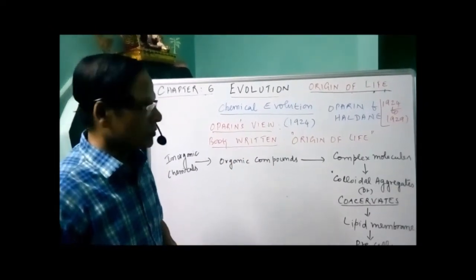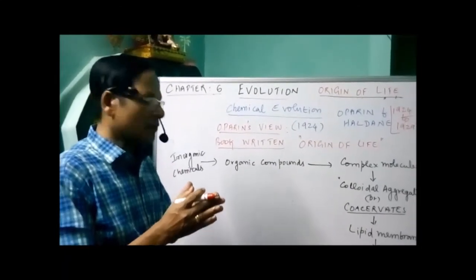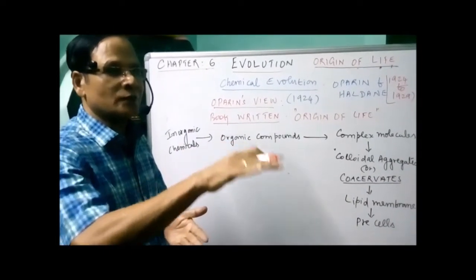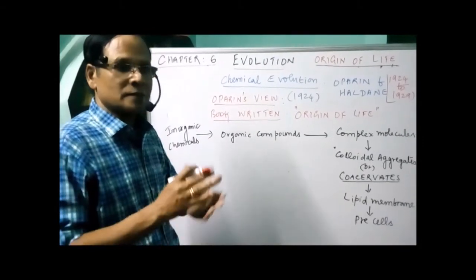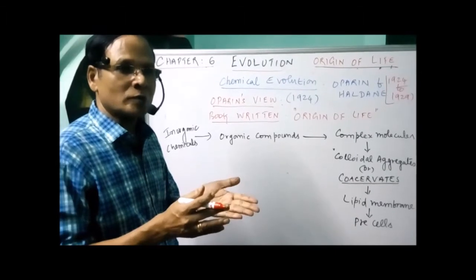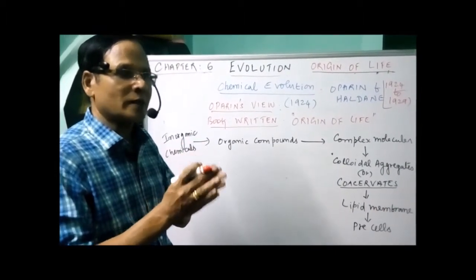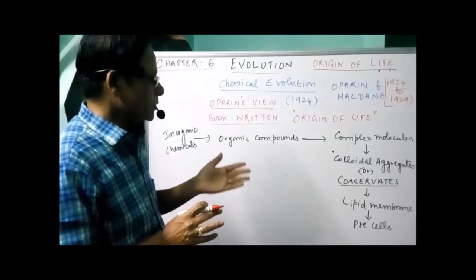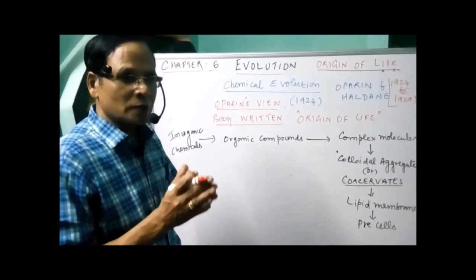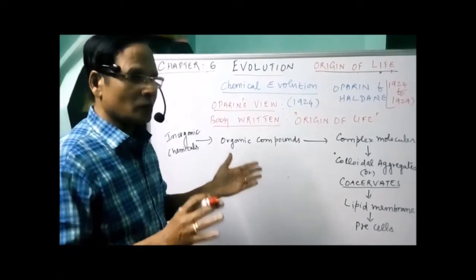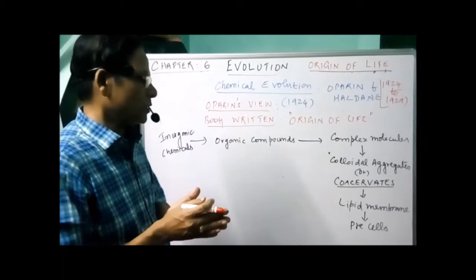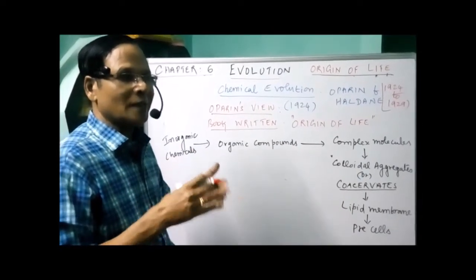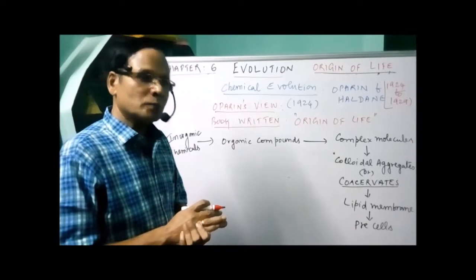The complex molecules formed actually develop into colloidal aggregates, that is a paste-like substance scattered on the surface of seawater. Colloidal aggregates consisting of nucleoproteins and various macromolecules like carbohydrates and proteins combined together to form a paste-like aggregate. So the colloidal aggregates are called coacervates. Coacervates are large colloidal particles that precipitate out in an aqueous medium. Only in the aqueous medium do the colloidal particles get aggregated to form coacervates. Later they form what are called pre-cells.